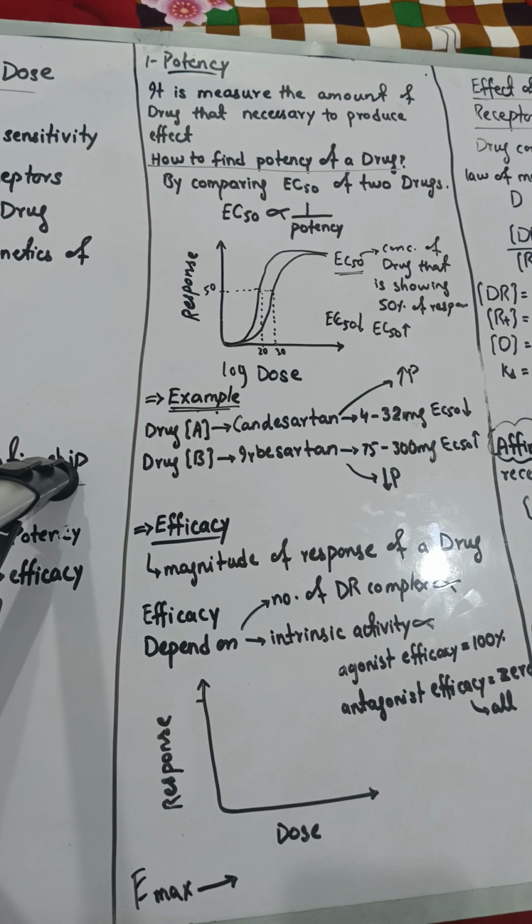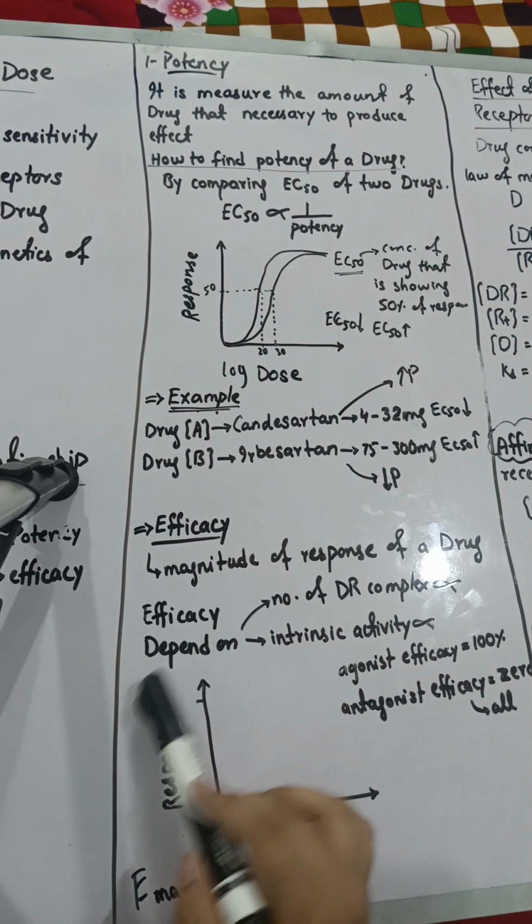So always when the potency is given, it means it is indicating the concentration of drug that is producing the effect, and at the EC50 you will get 50% of your response. But now we are going to see efficacy. We are dealing only with the response, not the concentration of a drug.